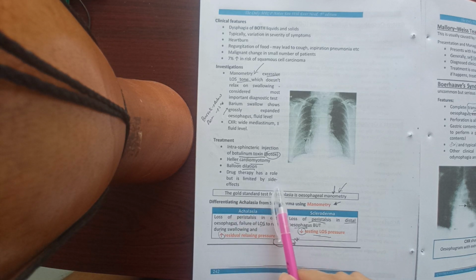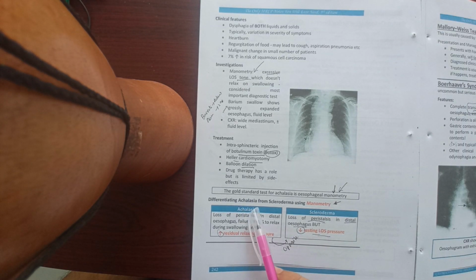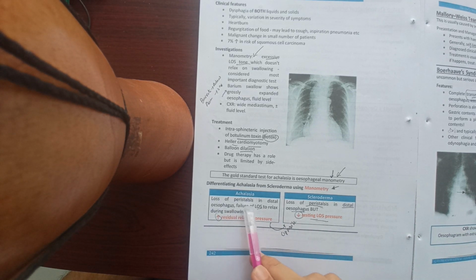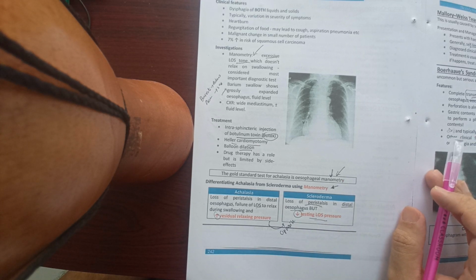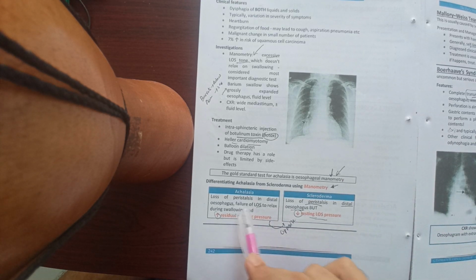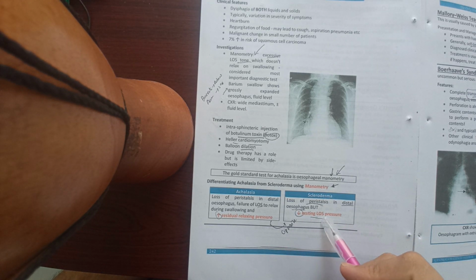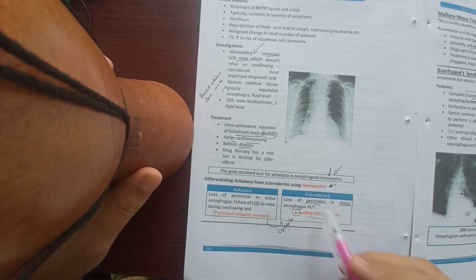Drug therapy has a limited role, limited by side effects. The gold standard for achalasia is esophageal manometry. Differentiating achalasia from scleroderma using manometry: in achalasia, there is loss of peristalsis in the distal esophagus and failure of the LOS to relax. It is very tight during swallowing, so residual relaxing pressure is increased. In scleroderma there is also loss of peristalsis in the distal esophagus, but the resting LOS pressure is low, while in achalasia it is high. So basically esophageal dysmotility is in scleroderma.